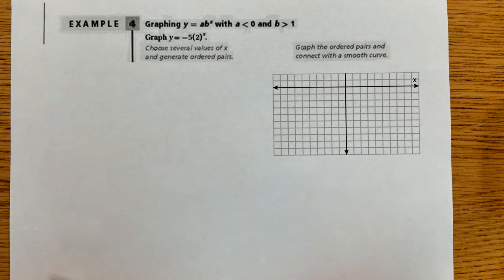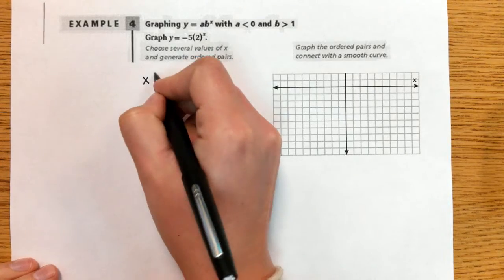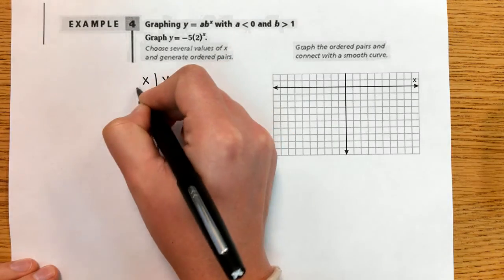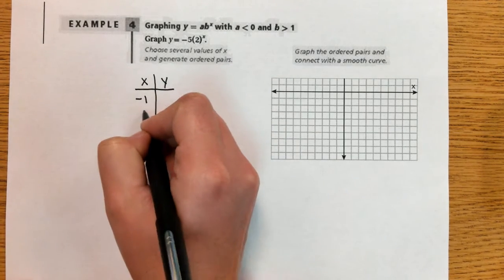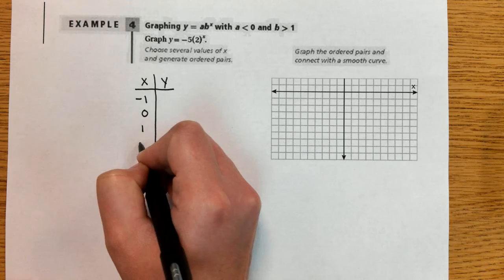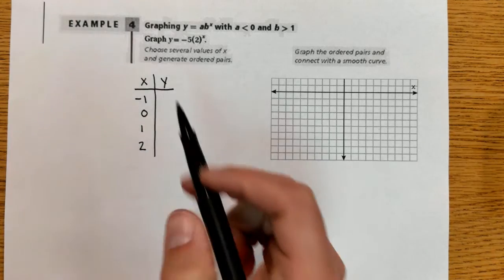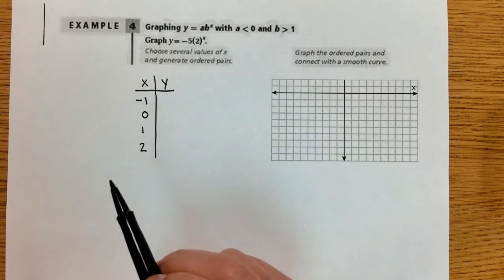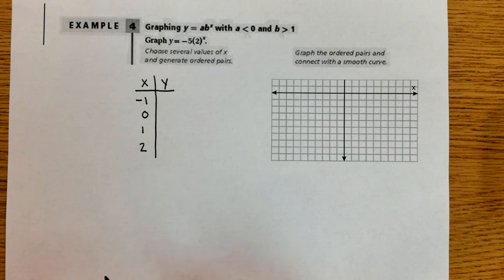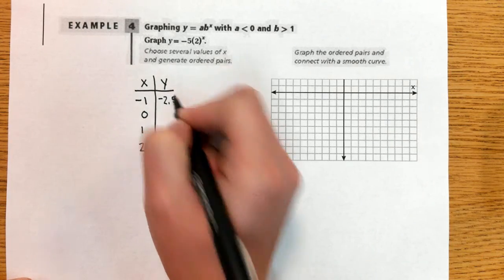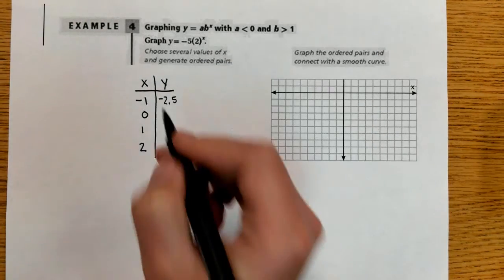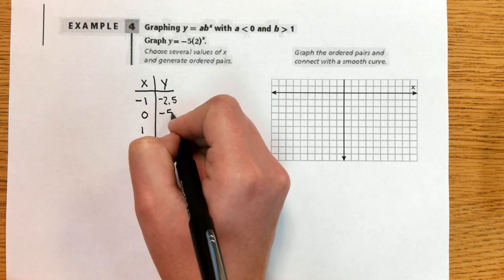So we go through the same process. We substitute in x values to get our y. So again, pick some positive and negative. So we're going to do -1, 0, 1, and 2. So here, -1, so 2 to the -1 power, that is going to give you 1/2 or 0.5 times -5 will give you -2.5. 0, 2 to the 0 power is 1, so 1 times -5 will give me -5.